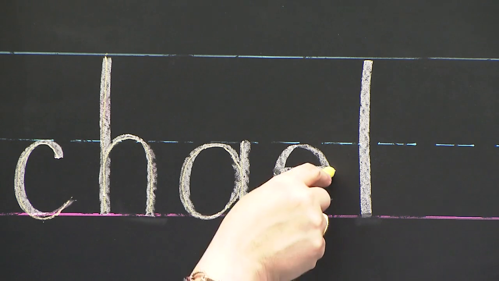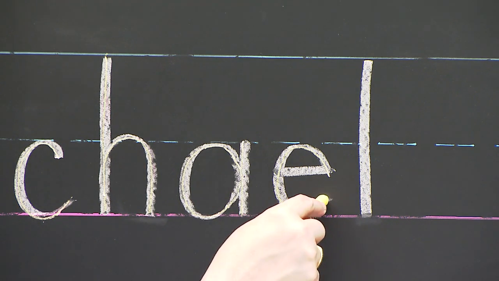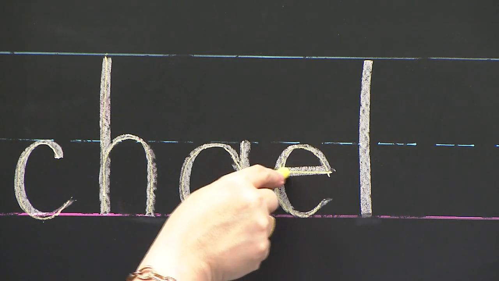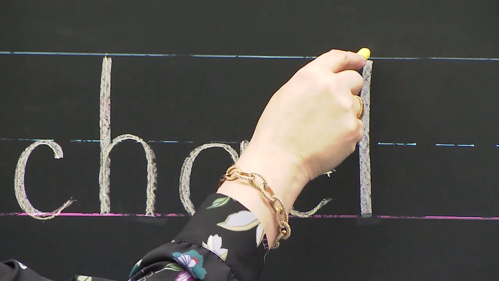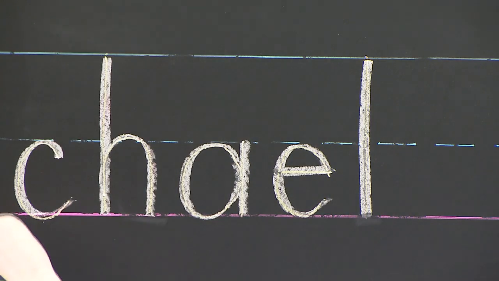For little e, right here in the middle, curve up to the dotted line, curve down and back up just a little bit. Go back to the middle, walk backwards to close it off. Go to the ceiling, and I walk straight down to the pink carpet.